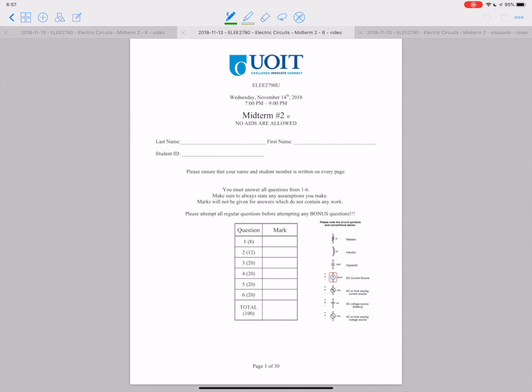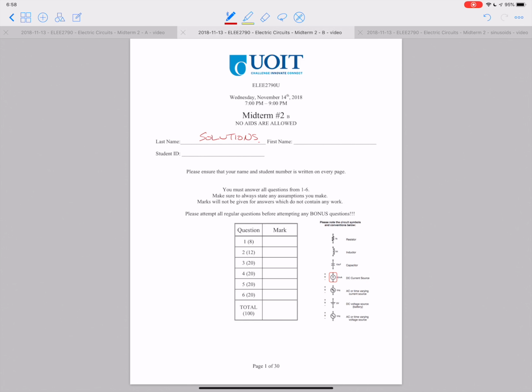We're going to be looking at midterm number 2, the B version of the midterm, and I will be showing the solutions for this B version of the midterm. Before we get started, just a quick note, many of the questions have different bonus marks attached to them. With each question, I'll be letting you know what the maximum number of marks you could have gotten on the question are.